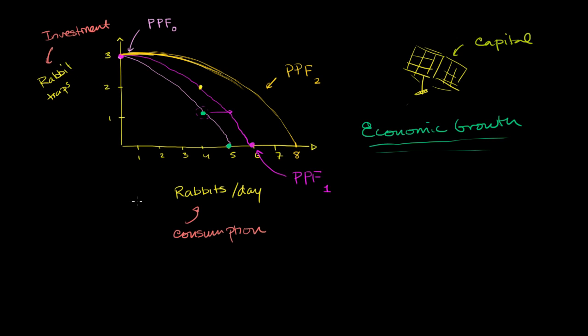But what I wanted you to appreciate in this video is that the production possibilities frontier can change. You can become more productive if you invest in R&D or capital accumulation. And in this case, that just happened to be rabbit traps.